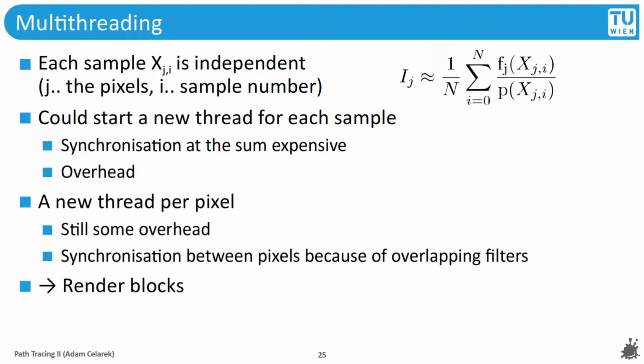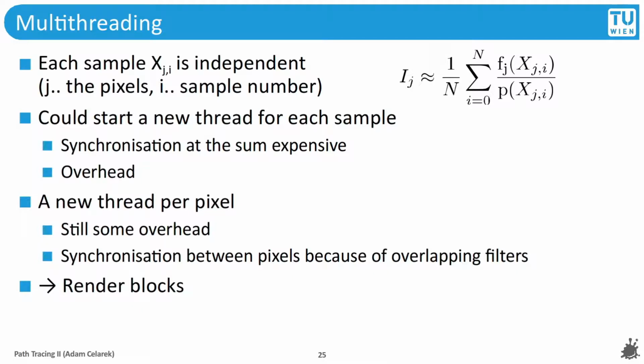Monte Carlo rendering is embarrassingly parallel, as every sample of the integrand is independent. We are talking about the paths that start or end at the camera, not the hemisphere samples. So we could start a new thread for each sample, but that would require synchronization at the sum and probably unneeded overhead for threading. That might pay off for GPUs, but probably not even that, certainly not for CPUs.